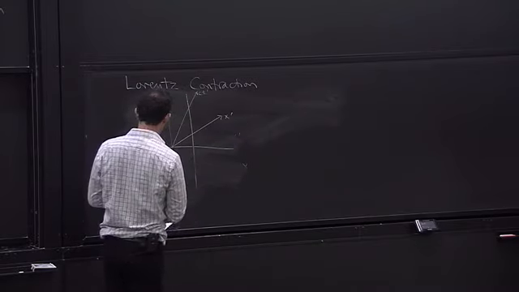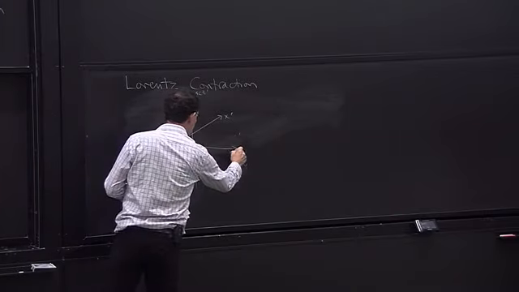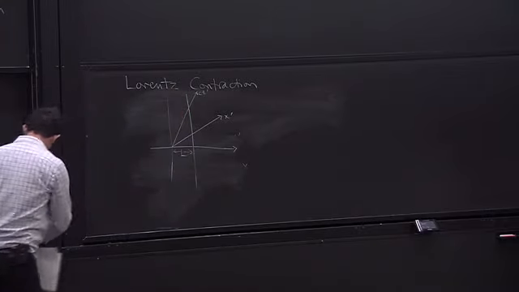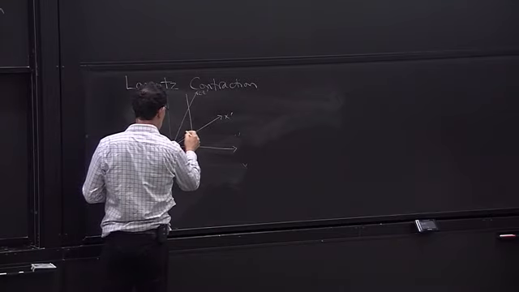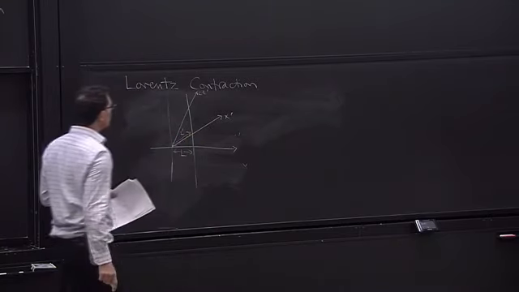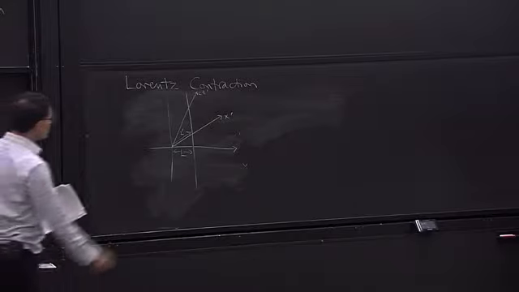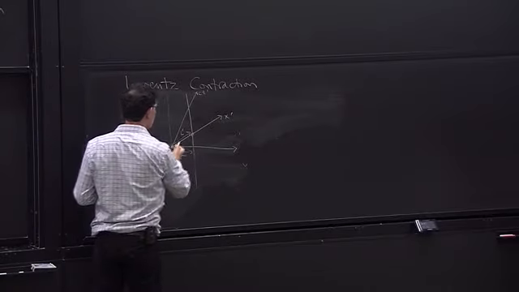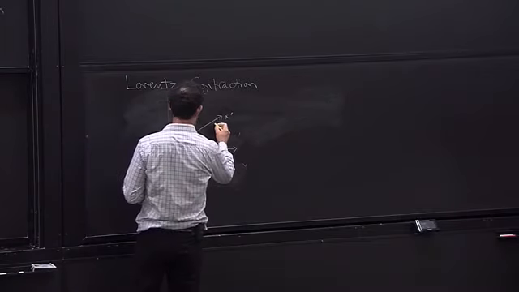So according to O prime, this distance is L. But according to O prime, the length of the ruler is this, L prime, because O prime measures the length at some fixed time. It measures the distance between the two ends of the ruler at some fixed CT prime. The X prime axis is, of course, just CT prime equals 0.